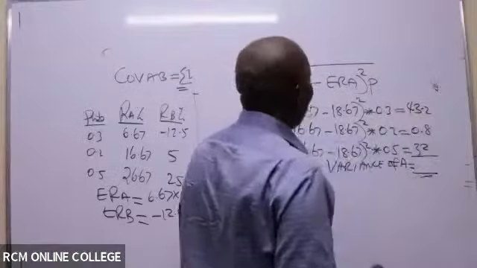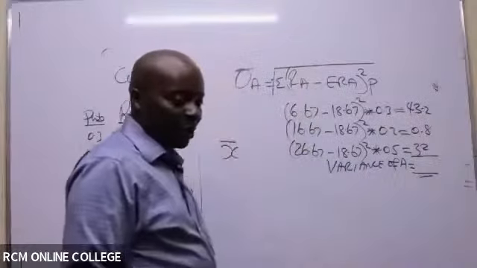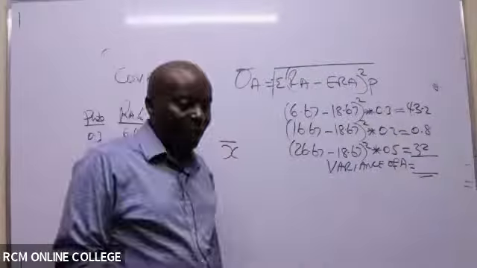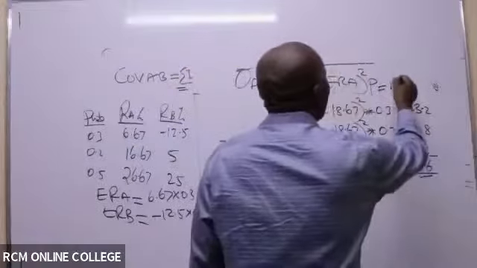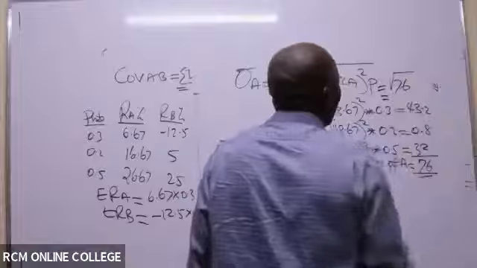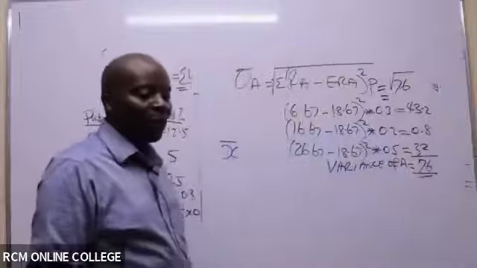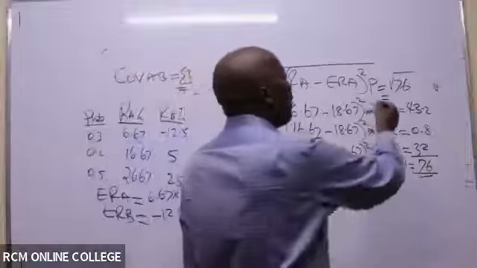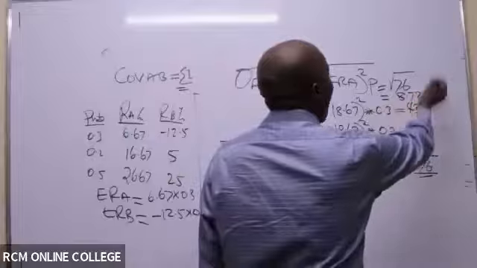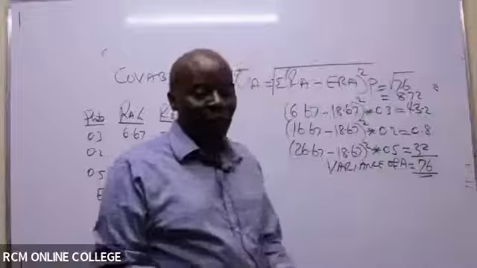You add, summation. Now we are adding. According to NJ, this is 76. And therefore, the square root here will be the square root of 76. The square root of 76, ladies and gentlemen, it is 8.72.